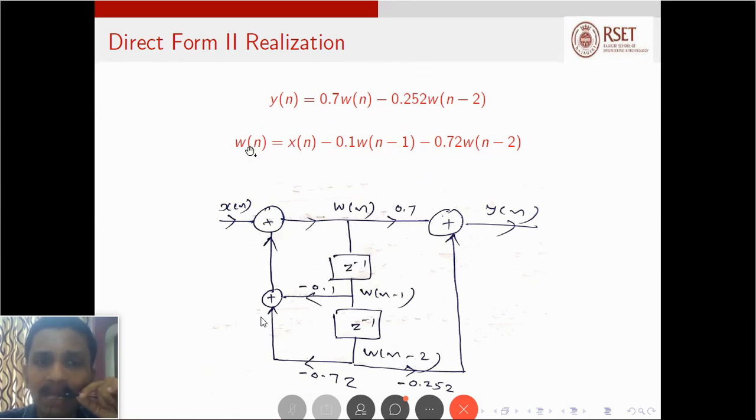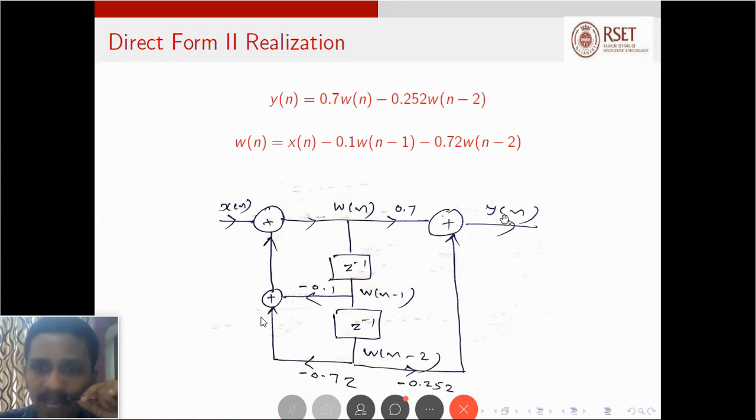And here w of n is equal to x of n minus 0.1 w of n minus 1 minus 0.72 w of n minus 2. So minus 0.1 w of n minus 1 you will obtain here, and similarly minus 0.72 w of n minus 2 you will obtain here. Then you need to add this with x of n, and then you will get w of n. So w of n will be equal to x of n minus 0.1 w of n minus 1 minus 0.72 w of n minus 2.